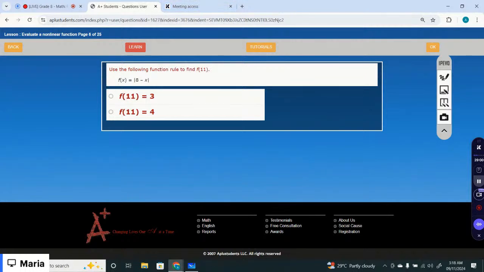Use the following function rule to find f of 11. So which is the correct option?